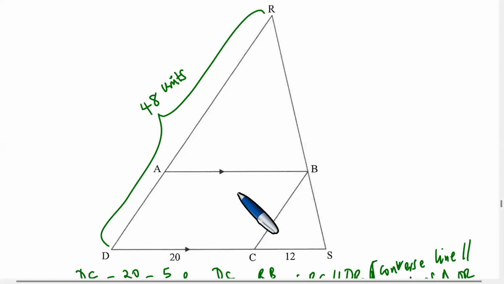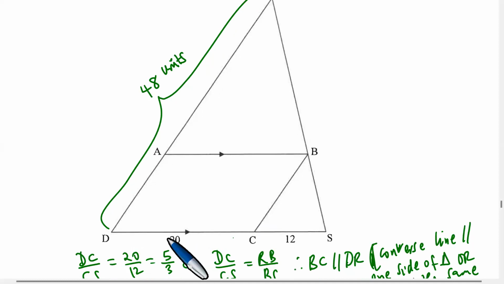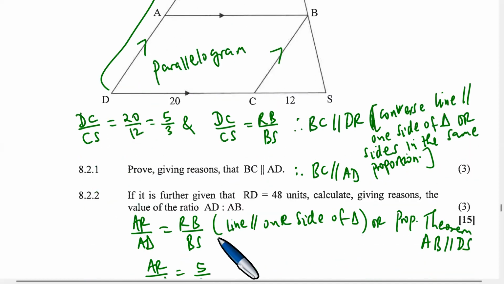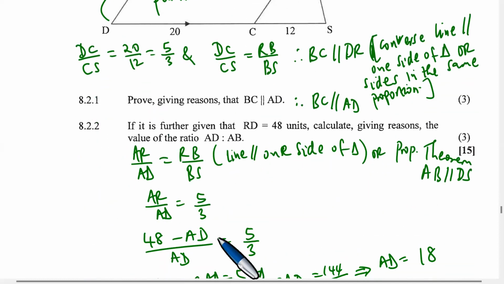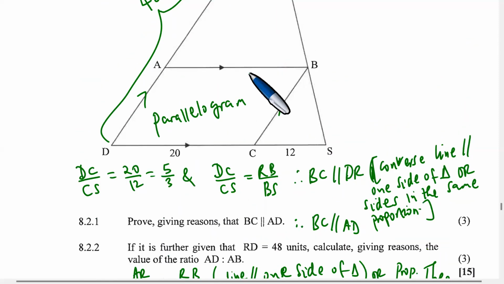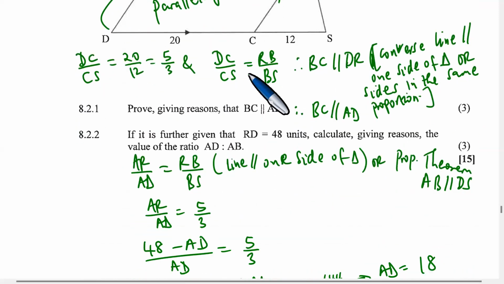Right, so this is 20 and this is parallel to this and this, so this one becomes a parallelogram. And now having a parallelogram, AB is equal to 20.